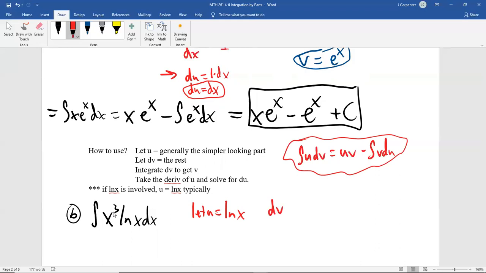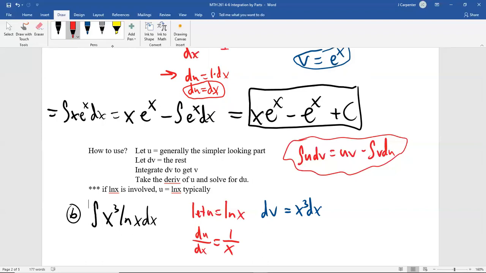Which makes dv the rest. So this right here was the u, and let me switch colors. So dv has to be everything else besides the integral symbol, so the x cubed and the dx. We take the derivative of the u, we integrate the dv. So du over dx, the derivative of the natural log of x is 1 over x. That's a formula you should still have memorized. You never get to forget any formula from this class ever. Sorry to say. And then we want to solve this thing for du.